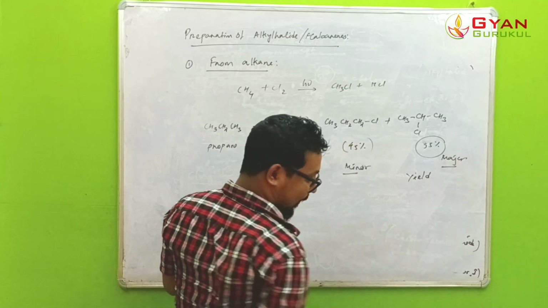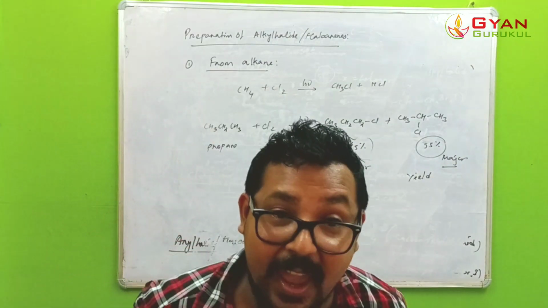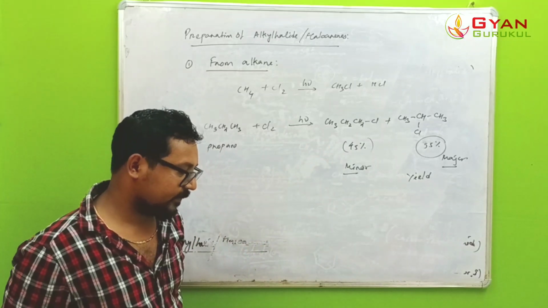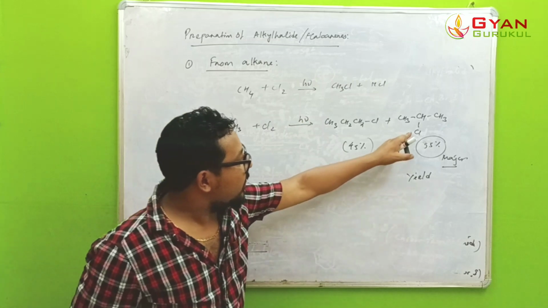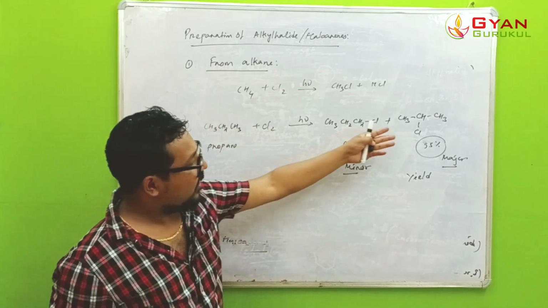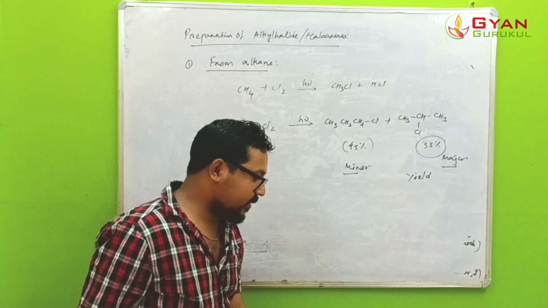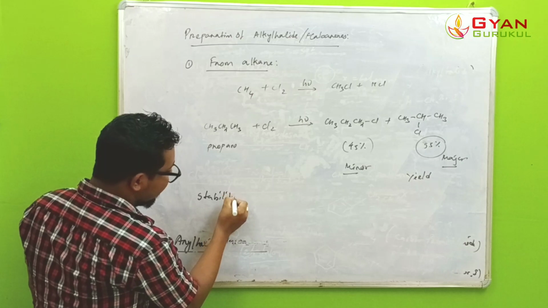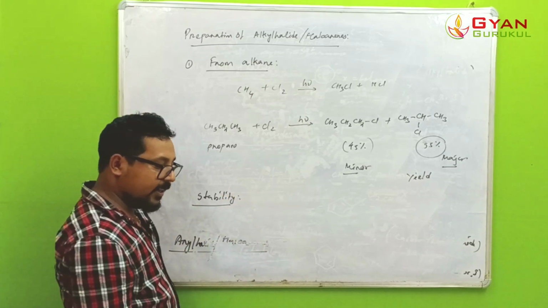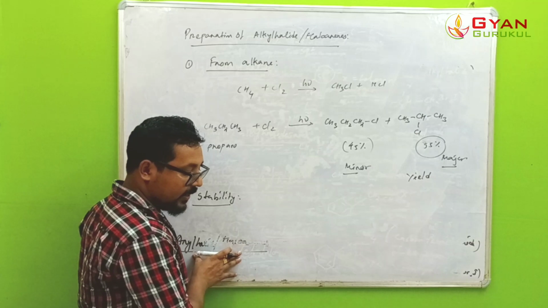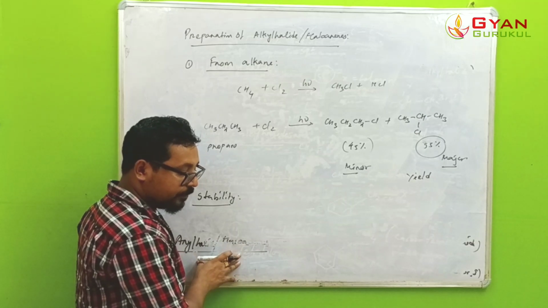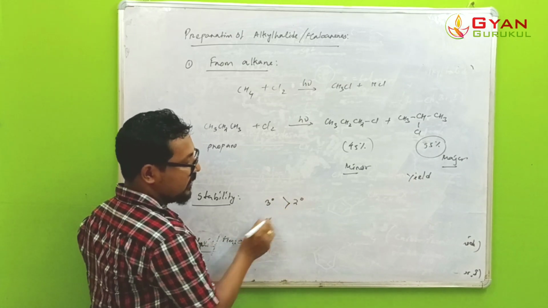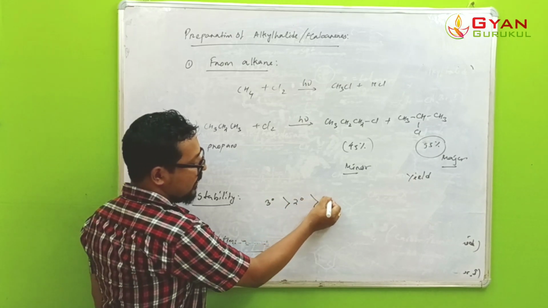But why? The important thing is why this is the major product and why this is the minor product. Here also free radical mechanism takes place. Why is this major and why is this minor? You know, I think stability, stability of free radical. Stability of free radical can be defined like this: the tertiary free radical is more stable than secondary. Secondary free radical is more stable than what?